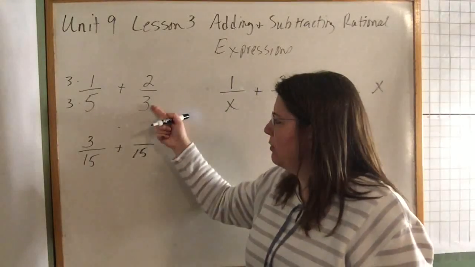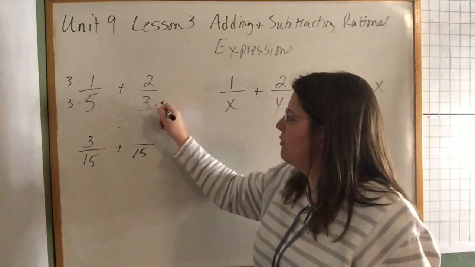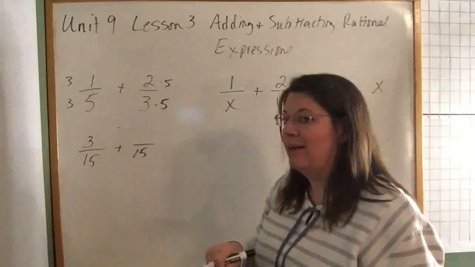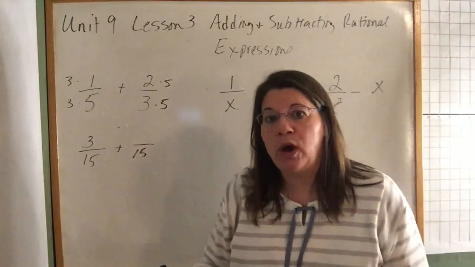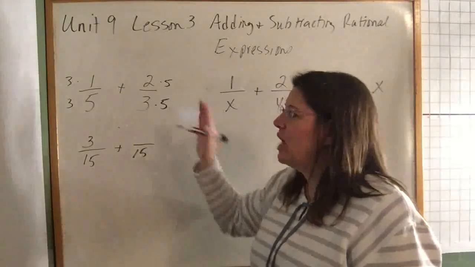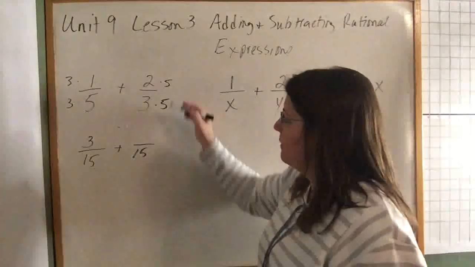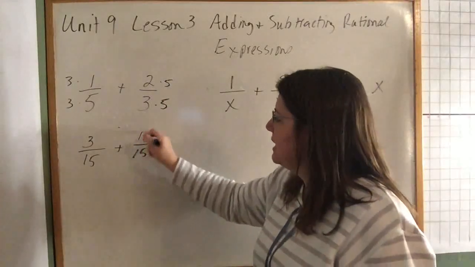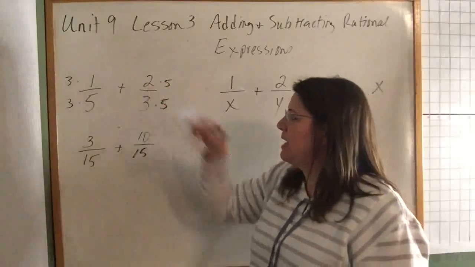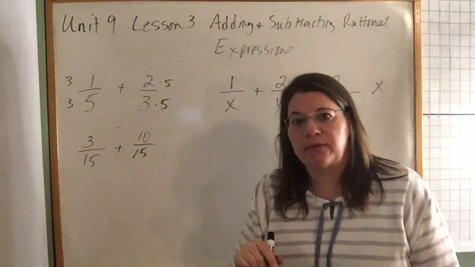Here, what did I multiply 3 by to get 15? Well, that's 5. So I'm going to multiply the top and the bottom by 5. Essentially, I've just multiplied by 1. 5 over 5 is 1. So I'm changing what the fraction looks like, not what the value of the fraction actually is. So if I multiply 2 times 5, I get 10. So 10/15 is the same thing as 2/3. It's just not simplified anymore.